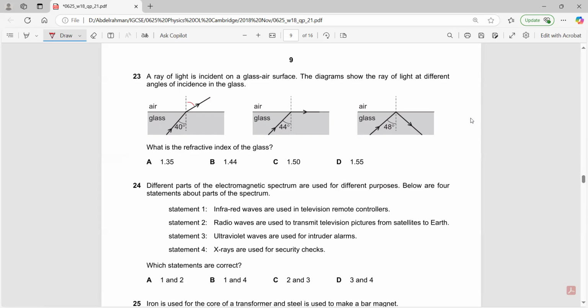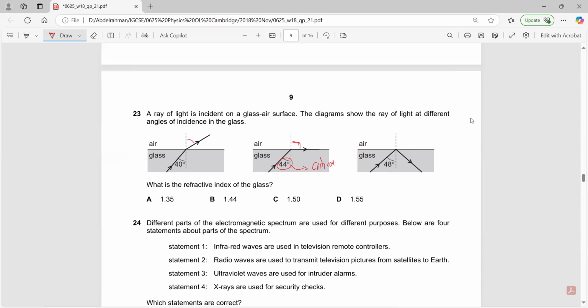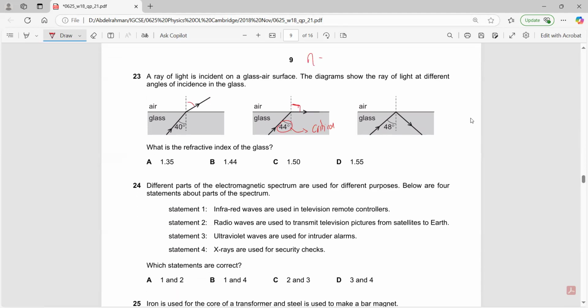But you do have the angle in this diagram, which is 90 degrees, which is a very special case. Why? Because in this case, 44 is the critical angle. So you can use the equation which says n equals 1 over sine C. 1 over sine 44. It's as simple as that. This would be B, 1.44.